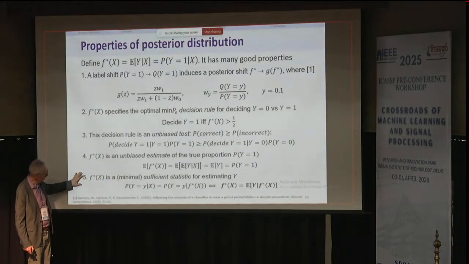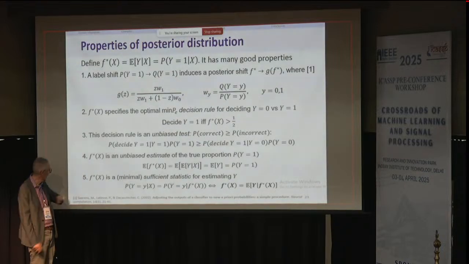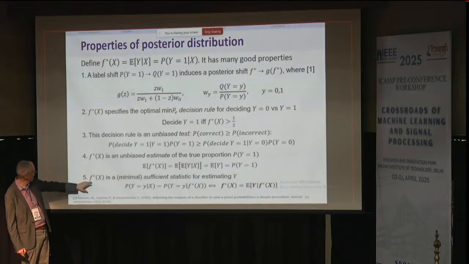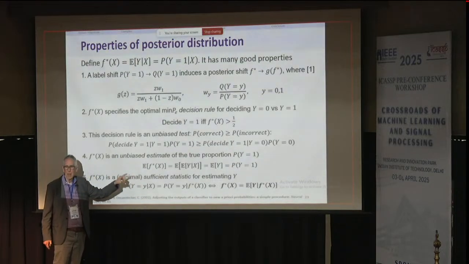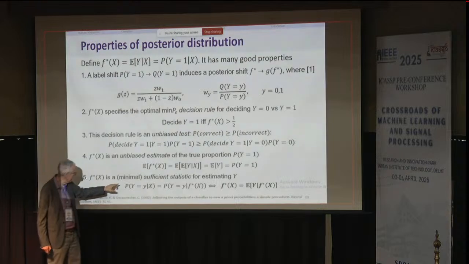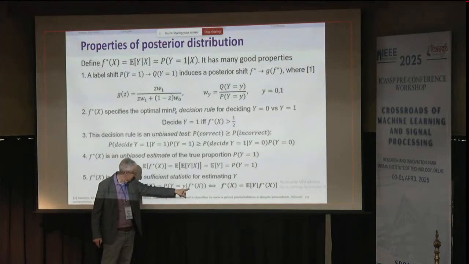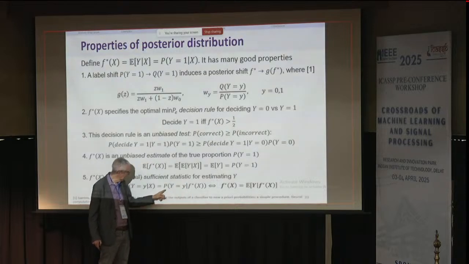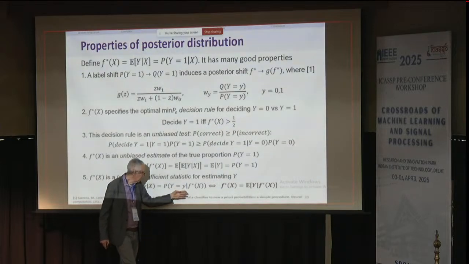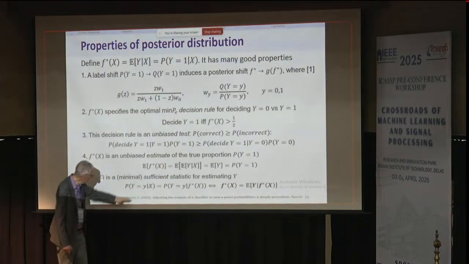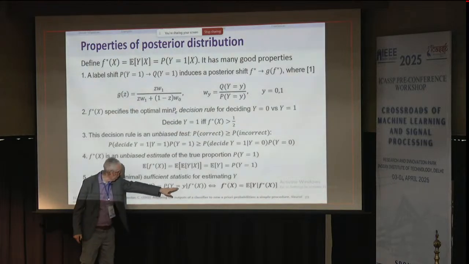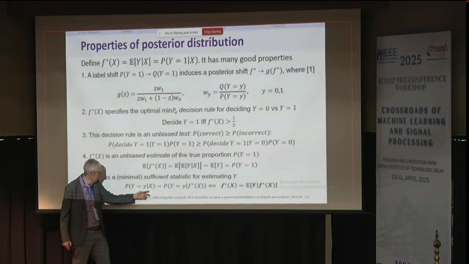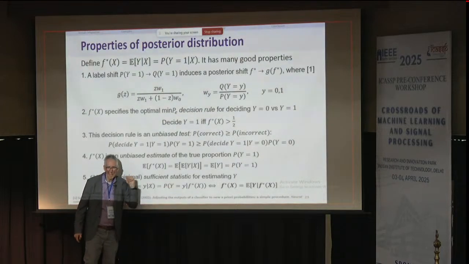finally, this is the most important property for calibration, because this is what the calibration condition is going to be based on: the posterior distribution is itself a sufficient statistic for estimating the label, right? So if you condition on the posterior distribution, then the probability of the label being equal to y is equal to the posterior distribution, right? So f star of x is a compression of x which loses no information about the label, right?